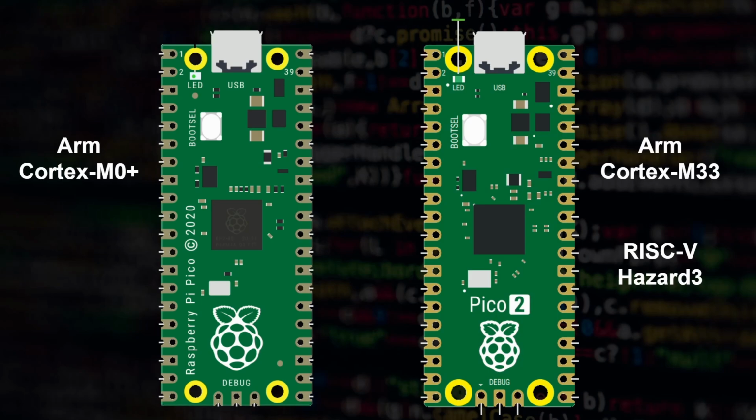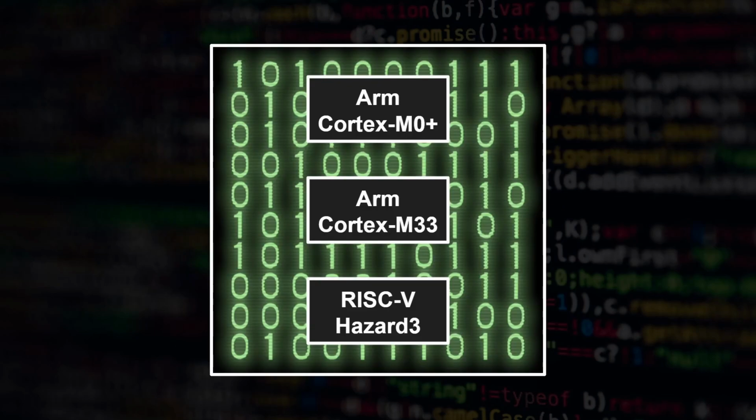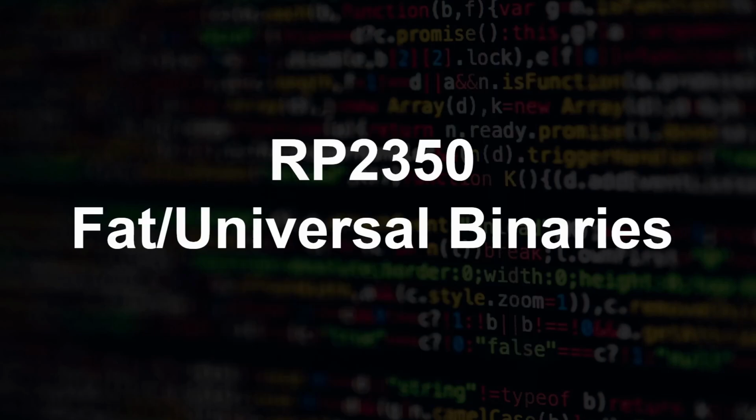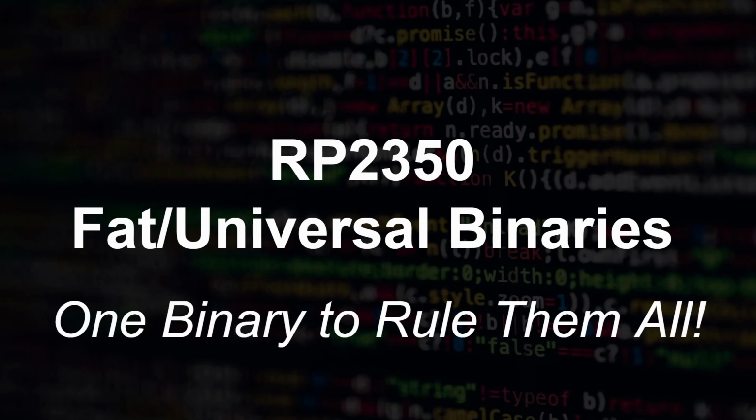in the Pico 2. Now, the question is, is it possible to build a single binary that will run on the Cortex-M0 Plus and the Cortex-M33 and the RISC-V Hazard3? So you can build one binary that will support all the boards and, in fact, both CPU architectures in the Pico 2. And that's what we're going to be looking at today, the RP2350 FAT or universal binaries, one binary to rule them all. So if you want to find out more, please let me explain.